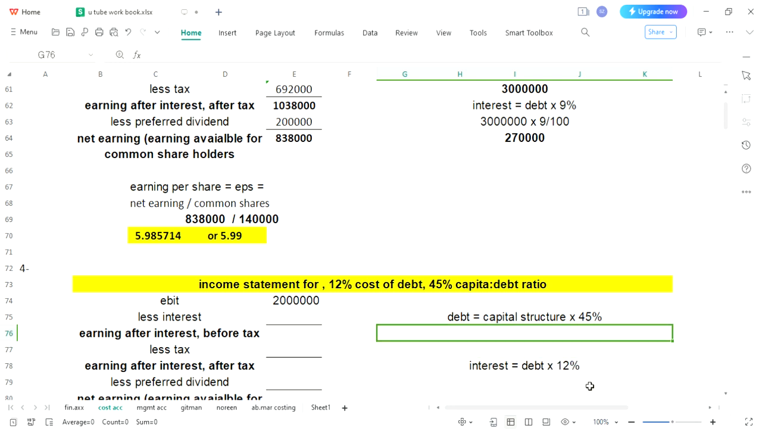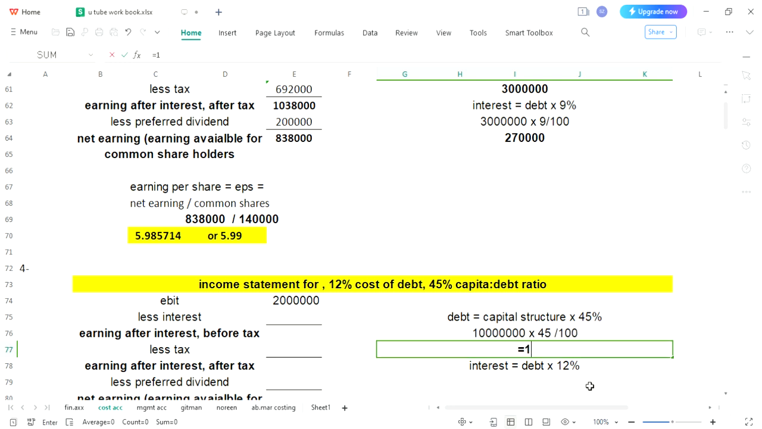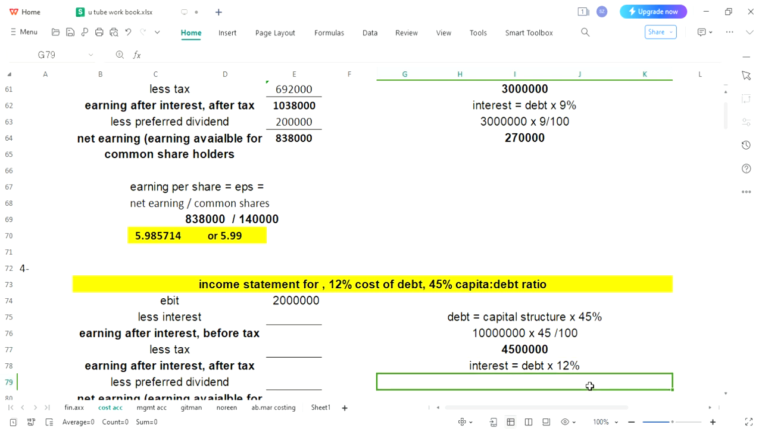Okay guys, let's start our work. Capital structure is 10 million, and then you need to multiply it by 45 and then divide by 100 to get our amount of debt. 10 million multiplied by 45 divided by 100. So we have got our amount of debt, and now you will calculate your amount of interest.